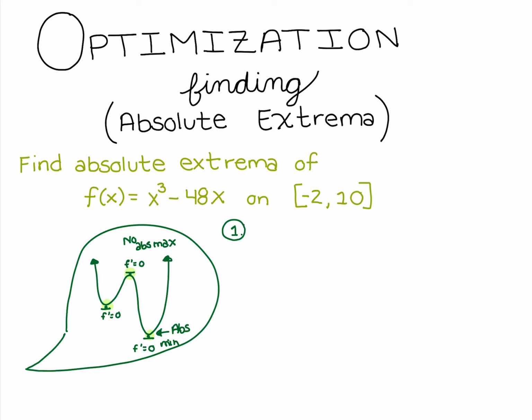So looking here, we have a function. We're going to do the same thing we just did. It's going to be a little bit longer process to find those critical numbers than just looking at the graph.